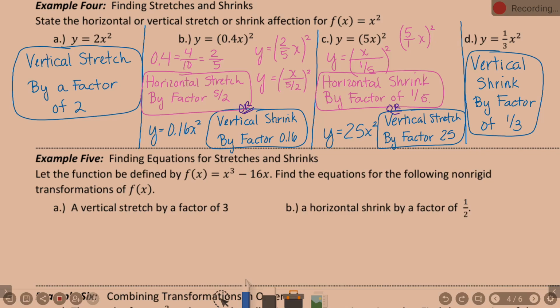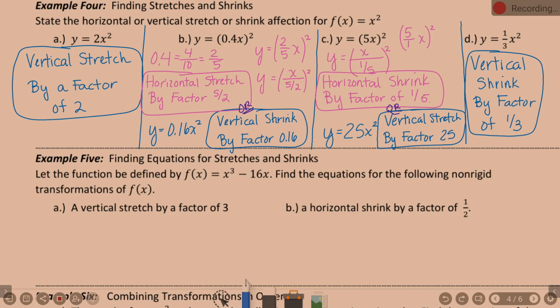Okay, example 5. We're going to go a little farther with this, and look at finding equations when stretches and shrinks are involved. The function f of x is defined to be f of x equals x cubed minus 16x. That is your given f. Find the equations for the following non-rigid transformations of f of x. Don't be thrown by the word non-rigid. That's just a way they use to describe these. Part a: vertical stretch by a factor of 3.